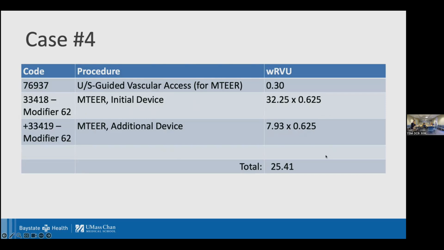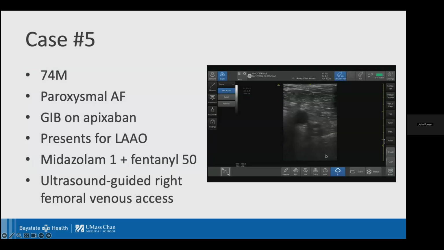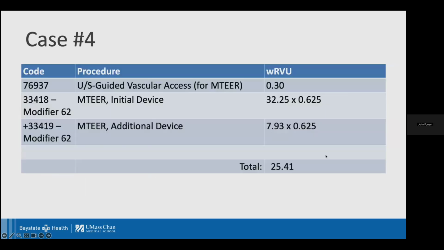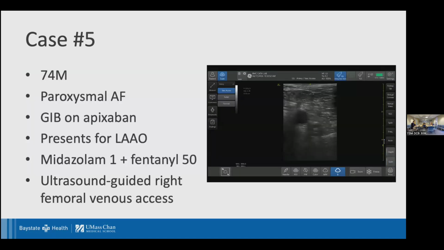Okay. That's a question, Andy. Do you do ultrasound guidance for access for your LAAO? Yes. Yeah, it's a great question because here you're about to see LAAO. This is an LAAO case.